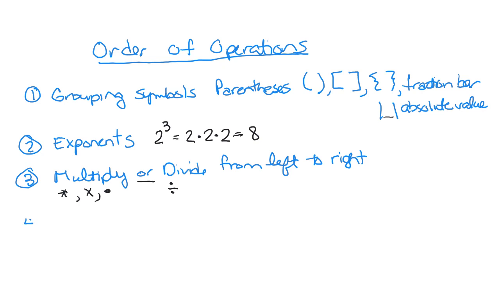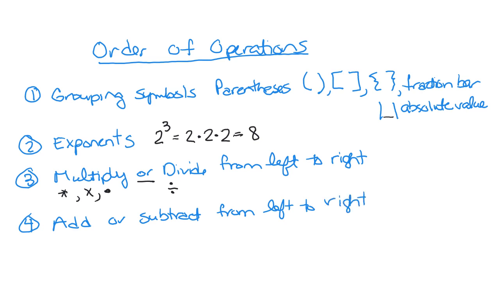Step 4 is add or subtract. Again, from left to right. So the add would be a plus sign. Remember, it's an or right here. And then the subtraction sign.